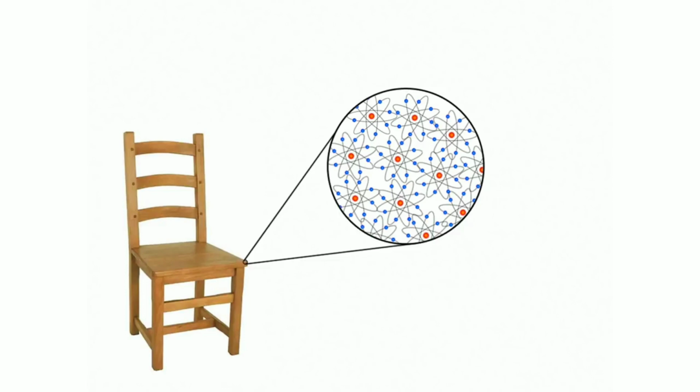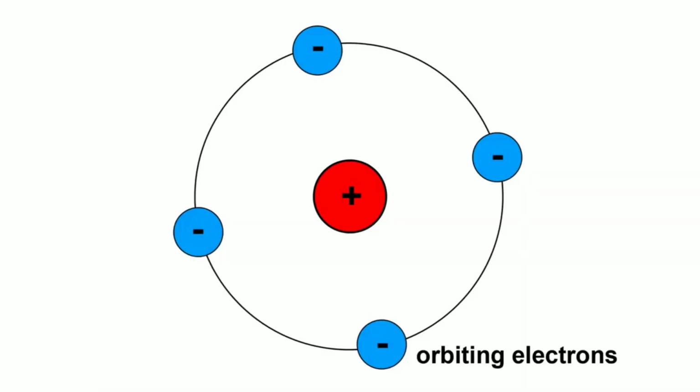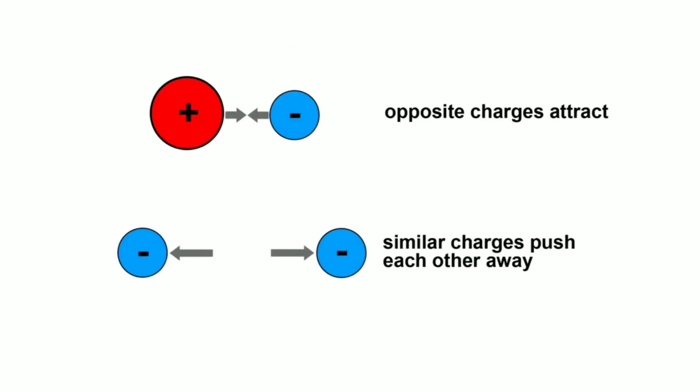So you probably know that everything around you is made up of tiny particles called atoms. The simplified model of an atom has a positively charged center called the nucleus, and you have negatively charged electrons orbiting around it. The terms positively charged and negatively charged are arbitrary, and the important thing to know is that things with opposite charges attract each other, and things with the same charge repel each other.